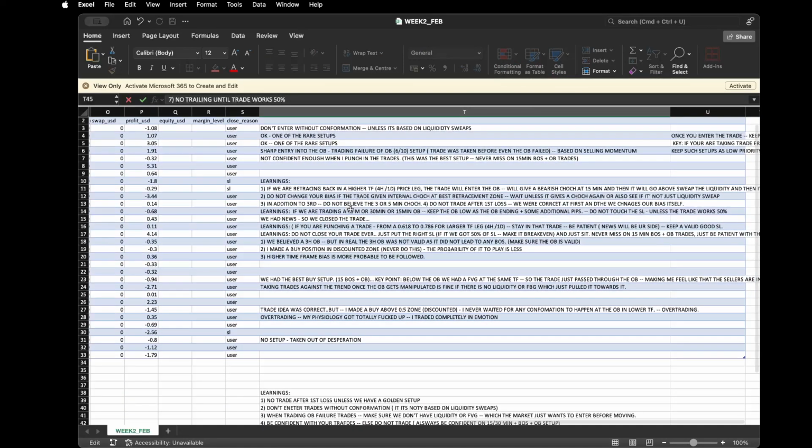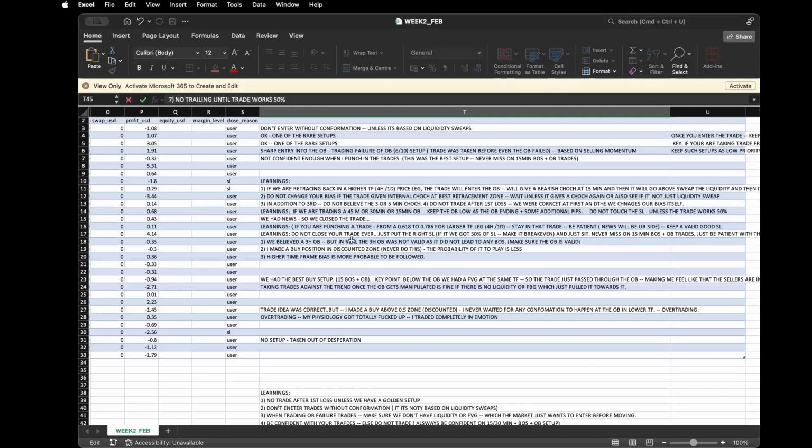So in addition to the third trade learnings, if you are trading 15, 30 or 45 minute, keep the SL as low as the order block ending, plus some additional pips. Do not touch the SL unless the trade works 50%. We had news, so we closed the trade.